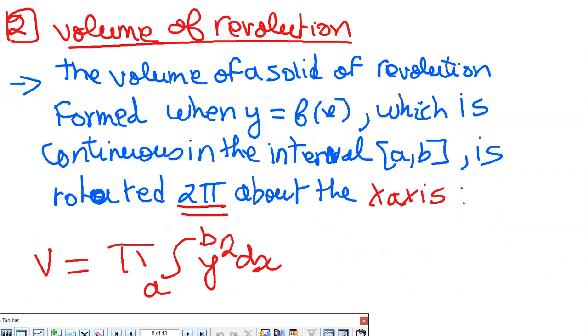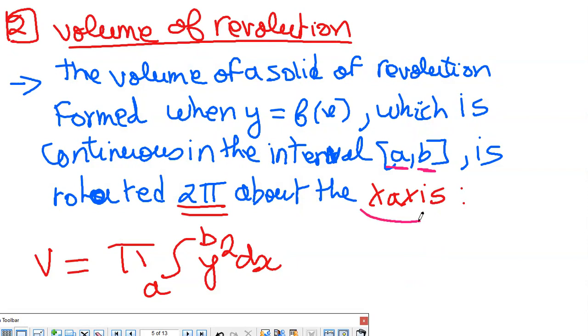Now we're going to move to the volume. Also for the volume, I have three formulas. The volume of a solid of revolution is formed when y is equal to f of x, which is continuous. So the function should be continuous on the interval where I'm trying to find the volume. In the interval a and b, it is rotated 2 pi about the x-axis. So if I'm trying to find the volume of a solid that is rotating about the x-axis, it's rotating like this. Okay, so the formula is the following: pi times the integral between those two numbers, a and b, of y squared dx. So how are you going to memorize it?